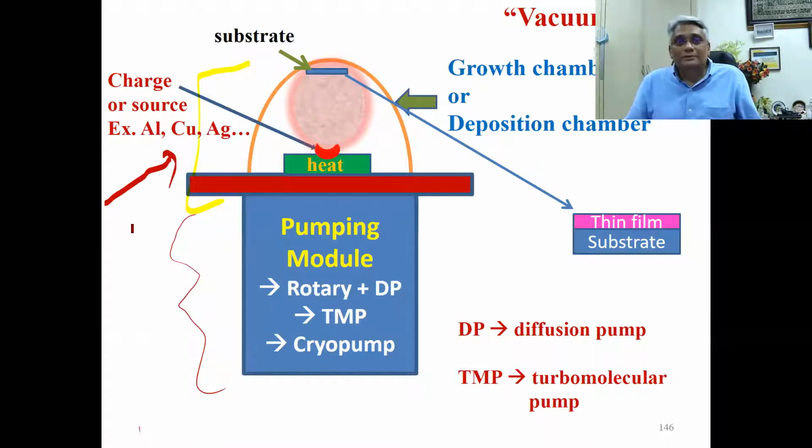And this represents a simple thermal evaporation process, where you have a heater, you heat the charge, melt it, vaporize it, and then the vapor is deposited on a substrate. Okay.